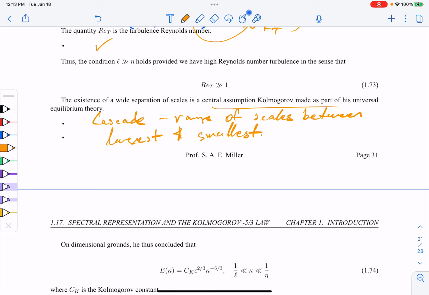Okay, and why is it called a cascade? Because it's like the idea that energy cascades, kind of like down a waterfall, if you will, from the largest scales to smallest. And this will make a lot of sense once we see the spectral representation.